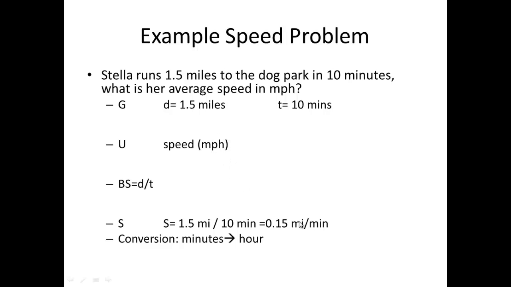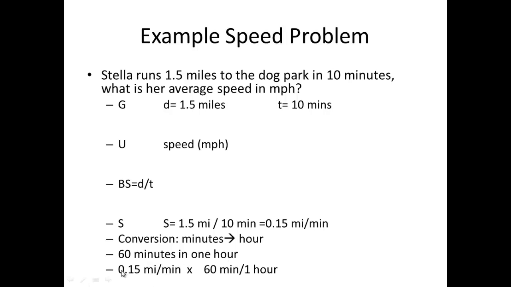We already have miles in each of those, in the answer we found as well as the answer we need. But the variable that's different is the time. We have minutes versus hours. So to convert minutes to hours, we know that there are 60 minutes in 1 hour. We can use that as our conversion factor.